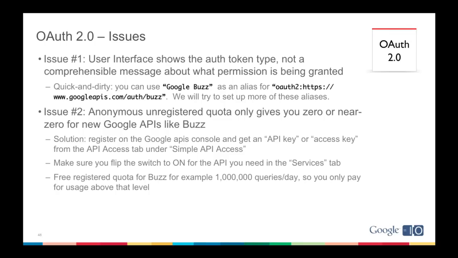Well, we don't have a great solution yet. For Google Buzz, you can use a special alias, Google Buzz. Then it will actually show Google Buzz in this permission dialog. So that's great for Google Buzz. It gives you read-write access. What happens if you want to use a different API? Well, we're going to try to set up more aliases for you. That's our quick and dirty solution. We'll come with a better long-term solution later.